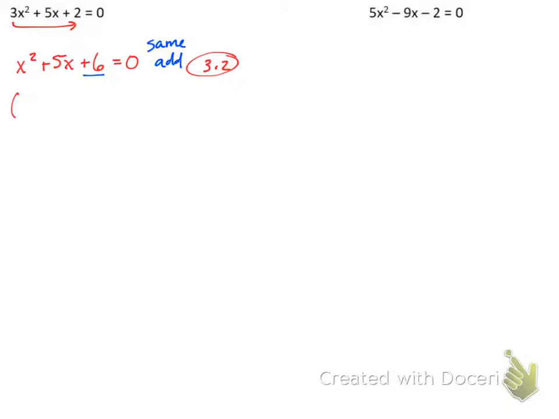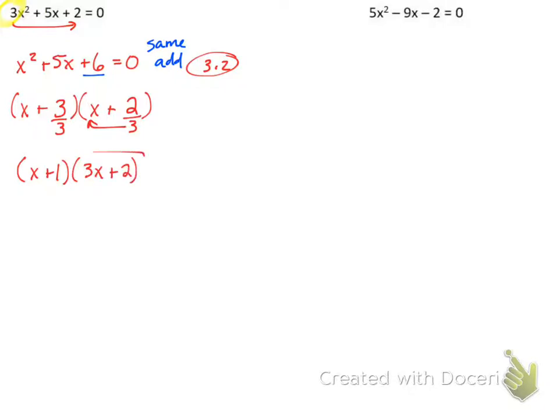And so when I do my parentheses, x plus and x plus, I'm going to do a positive 3 and a positive 2. Multiply to get me 6, add to get me 5. And then again, I want to divide them both by my original. So divide it by 3. So I get x plus 1. And then I get to do bottoms up with the second one. I get 3x plus 2.